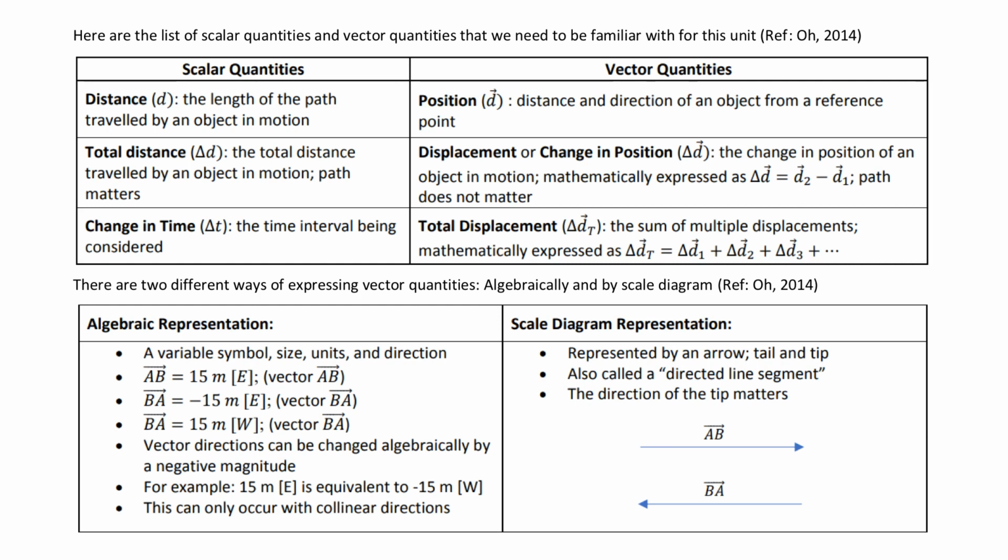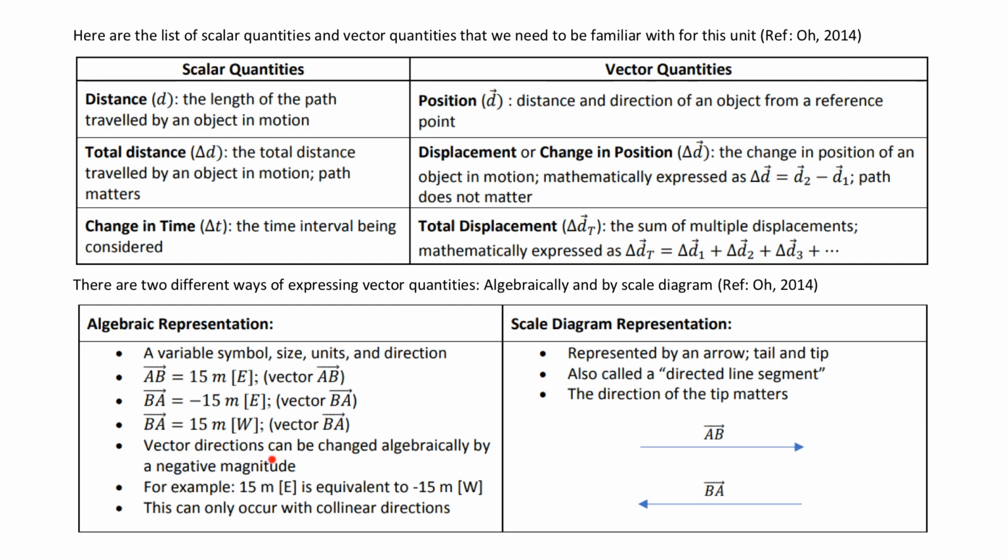BA, we can switch the B and A. So if this is A and this is B, B to A, we can say it as negative 15 meters east. So if we switch the letters, it becomes negative. Vector BA, if we're looking at the positive direction, it comes from B and moves towards A. That's 15 meters, and we can see it's in the west direction. This is the scale diagram representation of it.